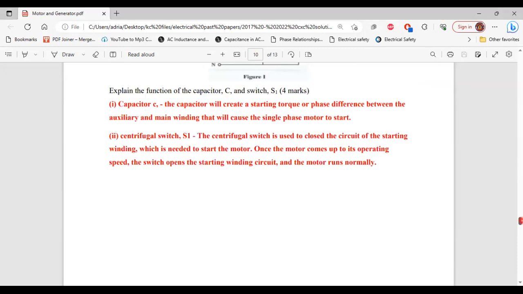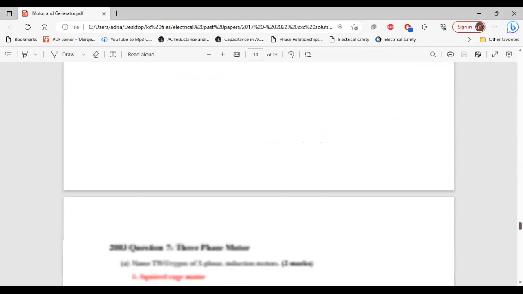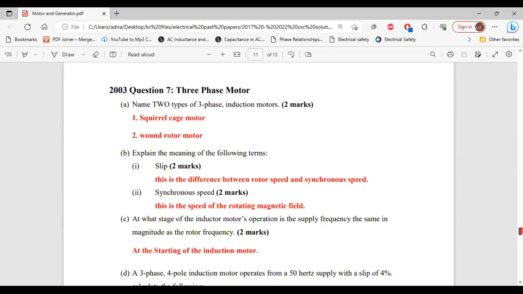All right, so let's move on to the next question. So this is question 7 from the 2003 past paper. Part A, it says name 2 types of 3-phase induction motors. So the 2 types of 3-phase induction motors are squirrel cage motor and wound rotor motor. So that's it for part A.